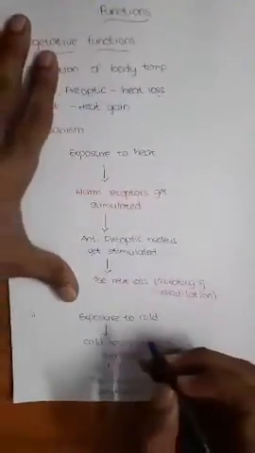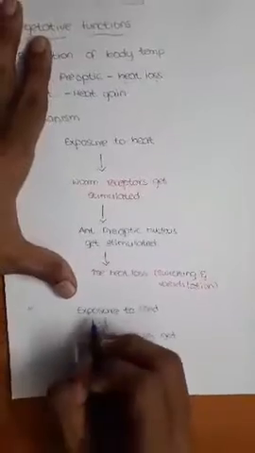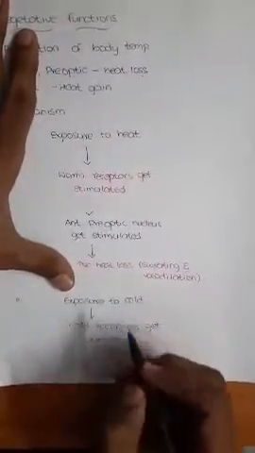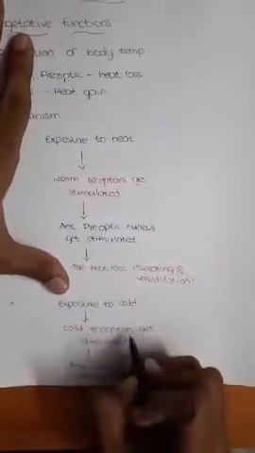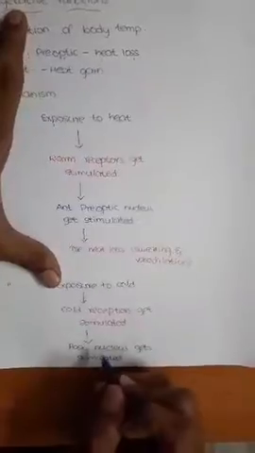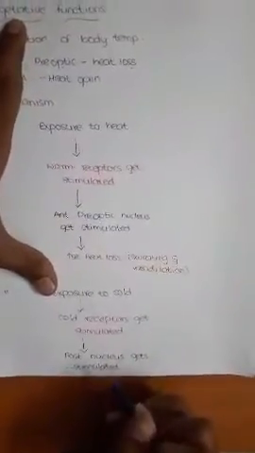Now let us see another condition wherein a person is exposed to cold temperature or cold climate. Then the cold receptors present in the skin and the deep tissues get stimulated, which in turn sends signals to the posterior nucleus of the hypothalamus. It causes decrease in heat loss by vasoconstriction and shivering.